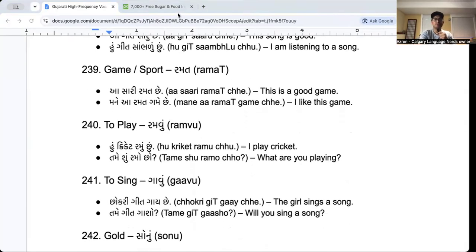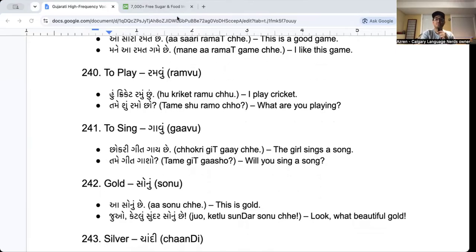Hu cricket ramu chu. I am playing cricket. Tame shu ramo cho. What are you playing? These are all very easy sentences. I probably could have made them a little bit more complicated, honestly. That's okay.